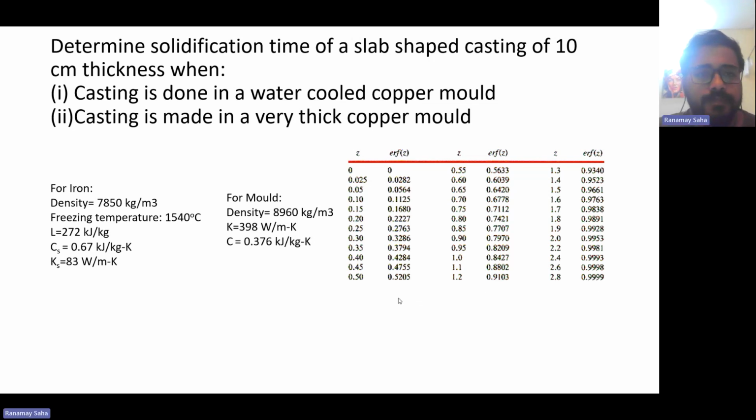So moving ahead, we had two parts of the problem again. In one, we have only the metal resistance. So the mold resistance can be ignored because it is a very thin water-cooled copper mold. So it is almost a constant mold surface temperature casting. And then you have a casting in a very thick copper mold. So again, here you have to consider the resistance from both the mold and the metal, but in any case, you can ignore the interface resistance.